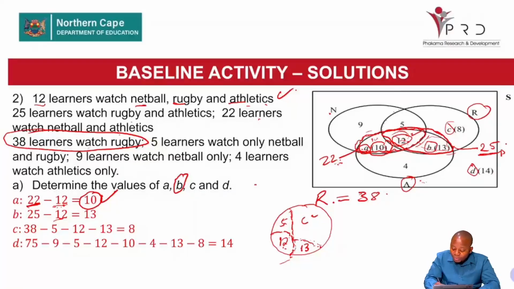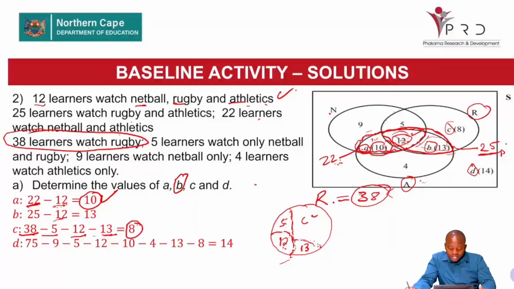So what do we now do? We can say now the total for that sphere, we remember, we minus the intersections. So this is to say, we minus what? The intersections. So it's 38 minus the first intersection of 5, second intersection 12, third intersection 18. So we minus all of the intersections to get rugby alone. So to get rugby alone, we take out all of the other intersections where the rugby and something else. Then we end up having C. Our C in this case is 8. So that means the rugby only will be 8 in that case.